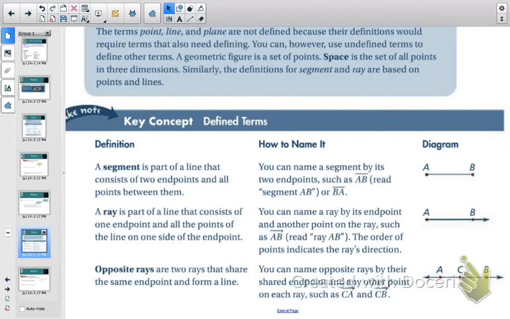Opposite rays are 2 rays that share the same endpoint and form a line. So this actually is one line here, but this line you can split up into 2 different rays. So we could say this is CA going this way, and then also CB going that way. So those are called opposite rays.